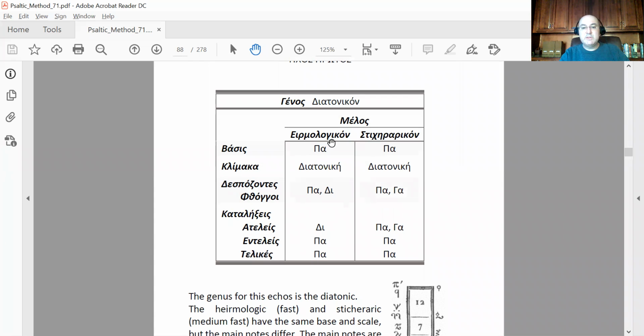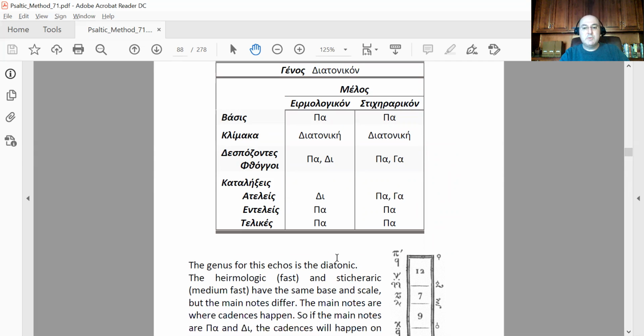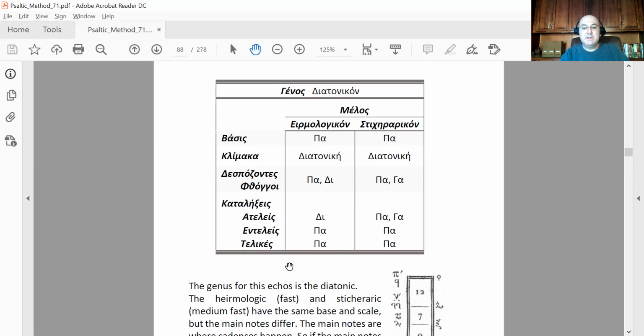What we chanted now was ειρμολογικόν μέλος. Atelis καταλήξεις is all of them on the, entelis καταλήξεις, Όσοι εις Χριστόν ενεδύσασθε, Χριστόν ενεδύσασθε, Alleluia. Okay, so that's the meaning of atelis, entelis, and τελικές καταλήξεις, and they can happen in all of the ήχους, and they can happen in all the ειρμολογικόν or στιχηραρικόν or παπαδικόν melody.